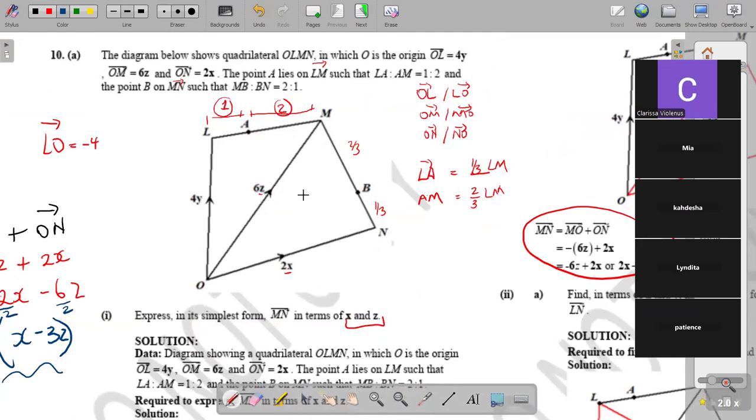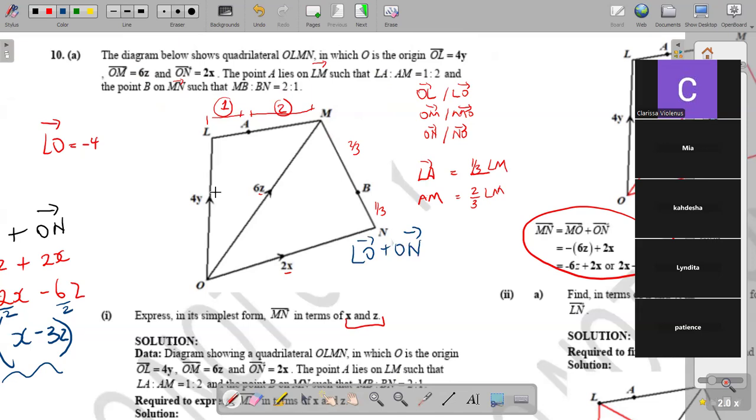Talk to me. What's the formula for LN? Excellent. I love what I'm seeing here. Everybody agree? LN. So if I follow the vectors, it would be LO plus ON. LO plus ON.